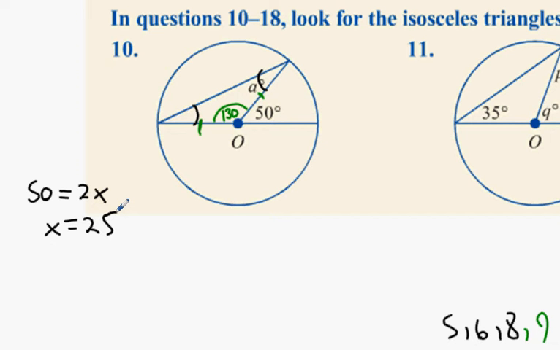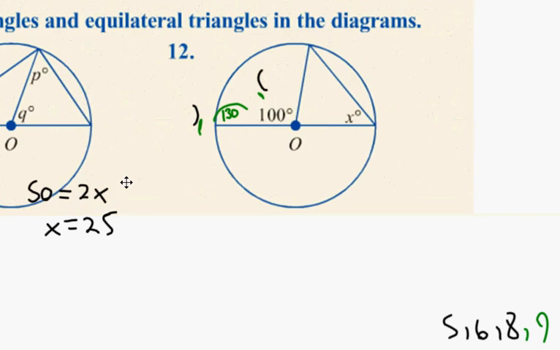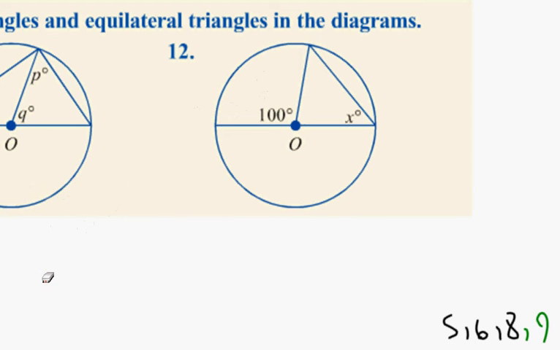Now, we're going to move on to question 12 now, okay? So I've done 10, now I'm going to do question 12. Now, with question 12, what angle is this one here? 80. What type of triangle is that? Why isn't it an isosceles triangle?